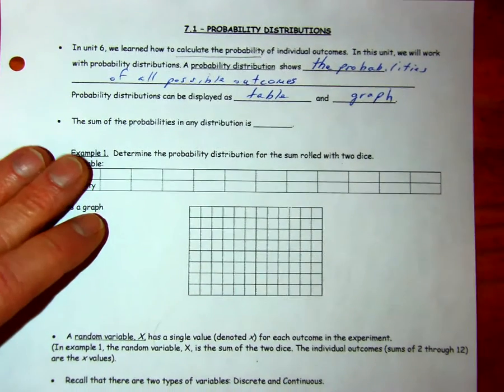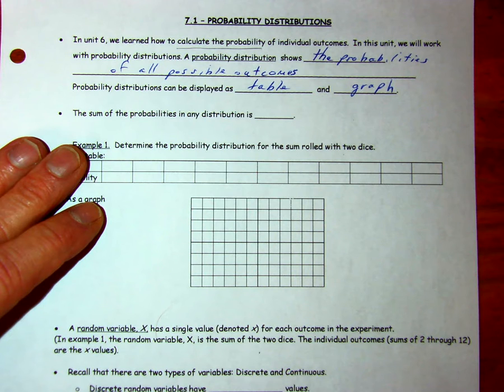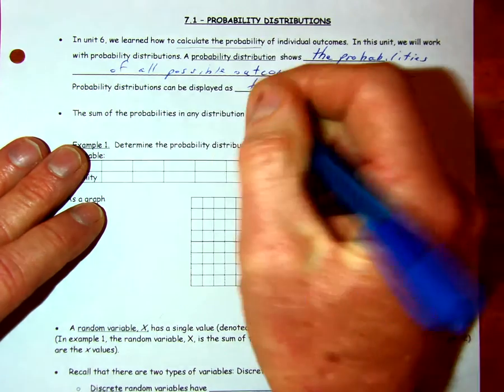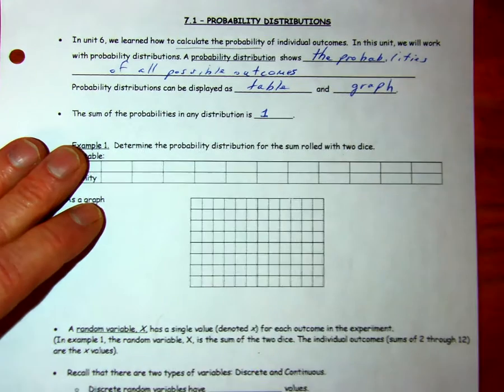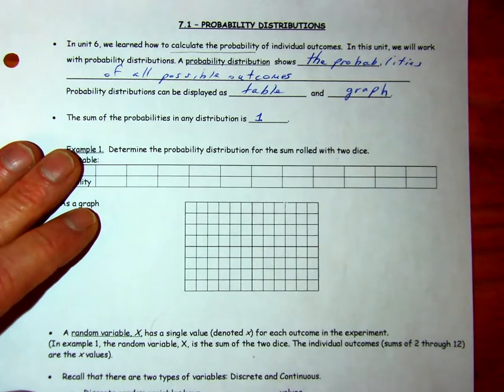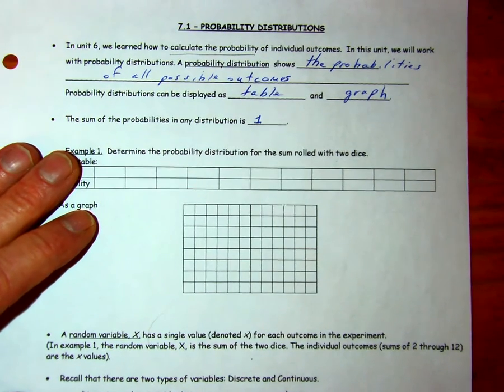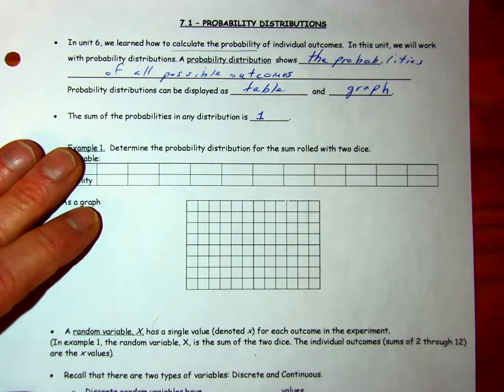One question first. What happens if you add all the probabilities of all the outcomes? It has to sum to 1, okay? Probabilities always range from 0 to 1. If you add up the probabilities of all the possible outcomes, it has to add to 1.